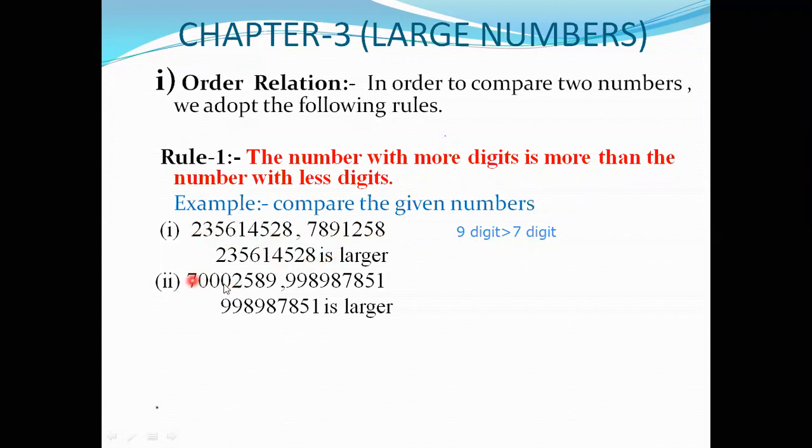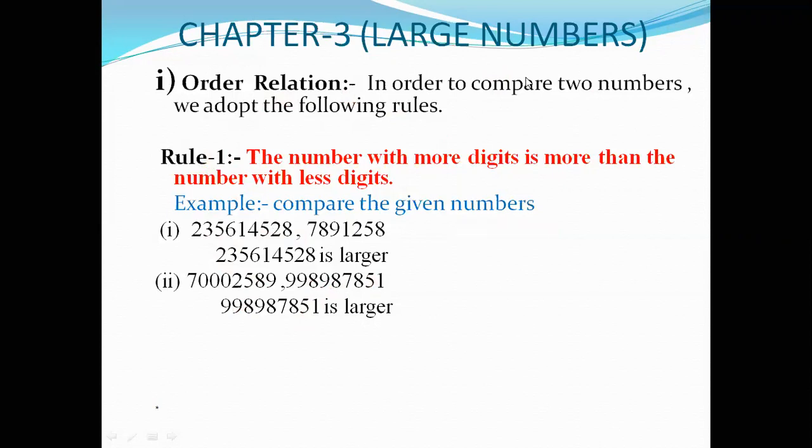Once again, here is another example. 1, 2, 3, 4, 5, 6, 7, 8: here is an 8 digit number. And here 1, 2, 3, 4, 5, 6, 7, 8, 9: here is a 9 digit number. A 9 digit number is larger than an 8 digit number. So this number is larger. And you understand the order relation. In order to compare two numbers, we adopt the following rules. Rule 1: the number which has more digits will be greater.